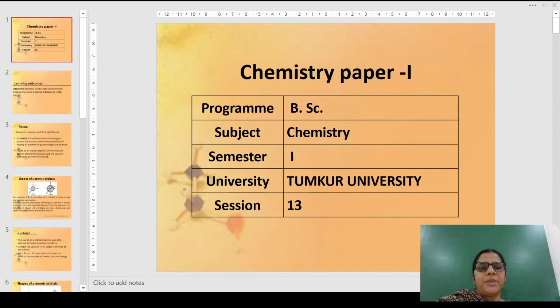This is a 3-dimensional representation. P orbitals have directional characteristics as we have seen here. They are different in 3 different directions, the x, y and z axis. As the value of n increases, these p orbitals become larger and larger in size, and their energies will also increase.